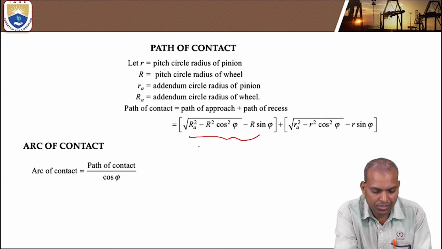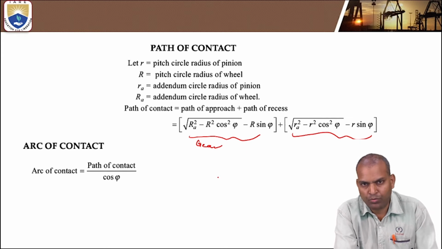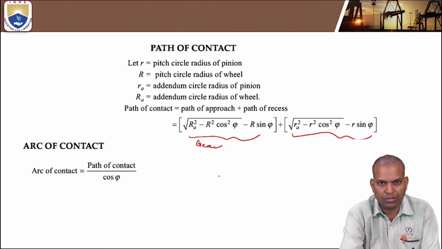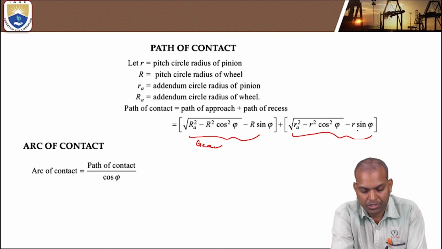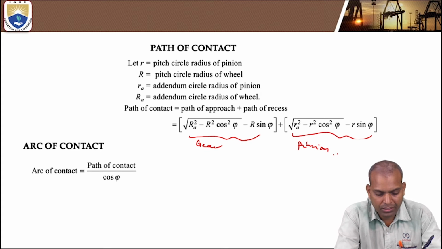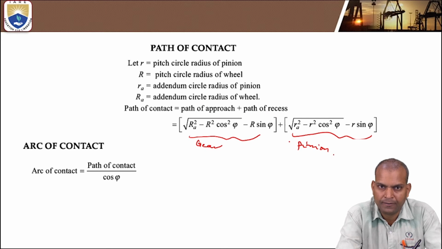These capital letters are related to the gear. And the path of recess equals, with small letters, under square root of ra square minus r square cos square phi minus r sin phi. These small letters are indicated for the pinion. So we can interpret that path of approach is related to the gear and path of recess is related to the pinion.